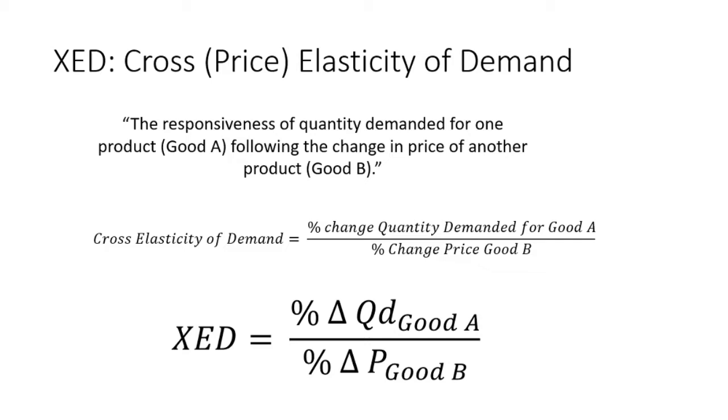The point being that we're trying to measure the proportional response of our quantity demanded. That's why we put it as a percentage change over the proportional change in the price for another product.